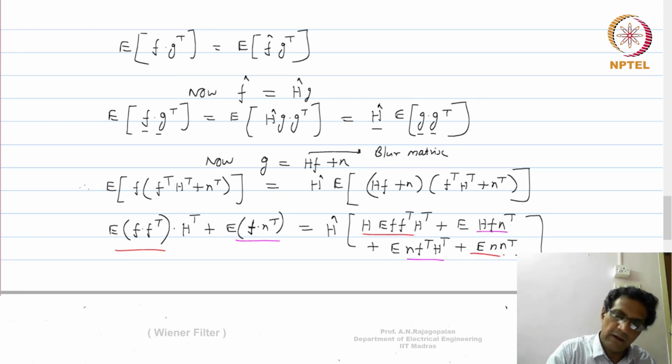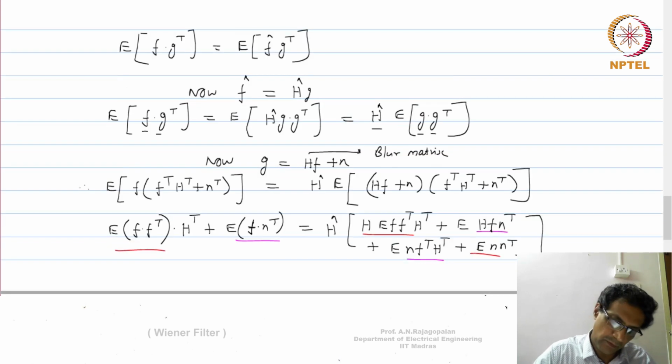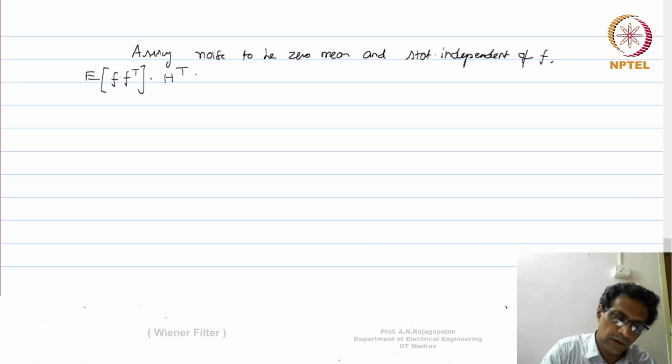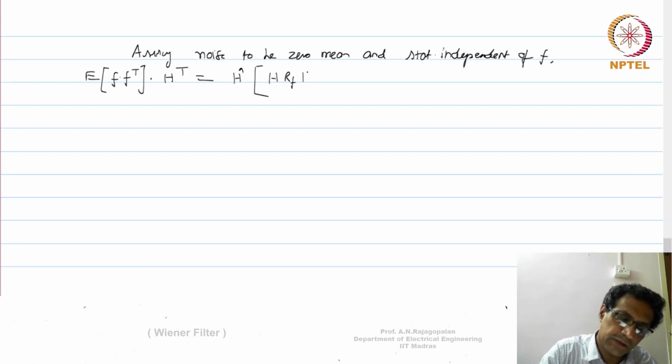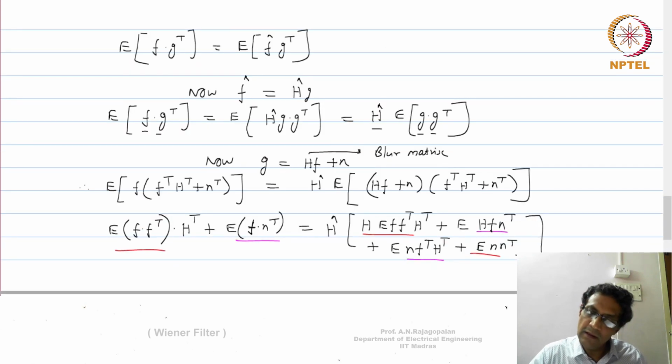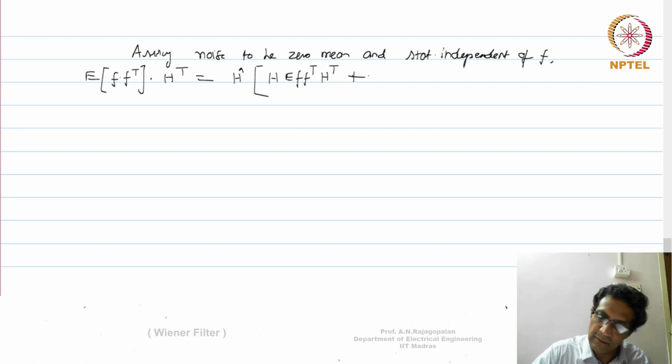Now suppose we write Rf to be the covariance, since FF transpose is but the covariance of F. Or else, let me just write this as expectation FF transpose into H transpose is equal to H hat into, what have we got here, H Rf H transpose plus expectation, let's write this as FF transpose, let me bring this in later, plus expectation FF transpose H transpose plus expectation NN transpose.